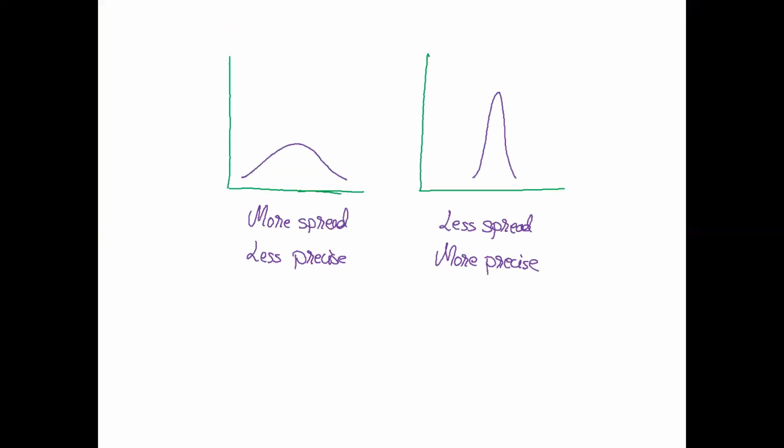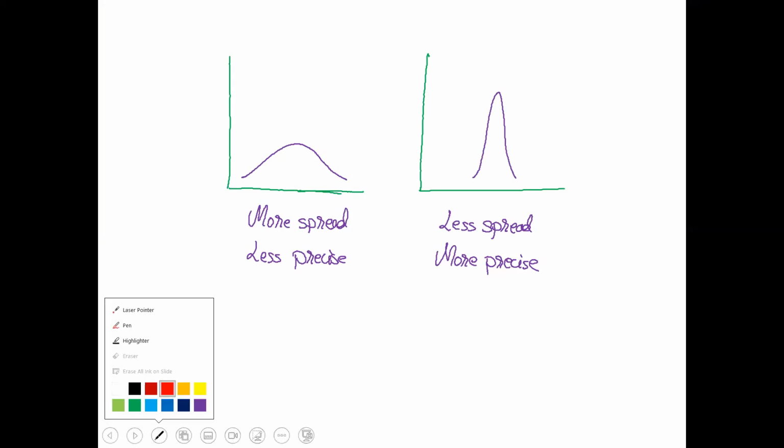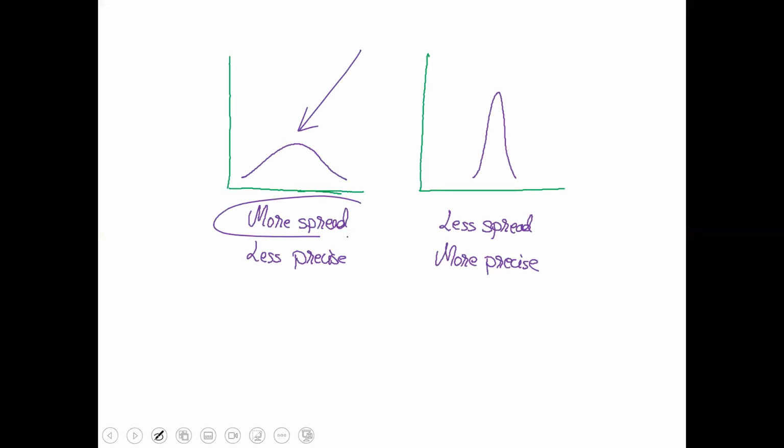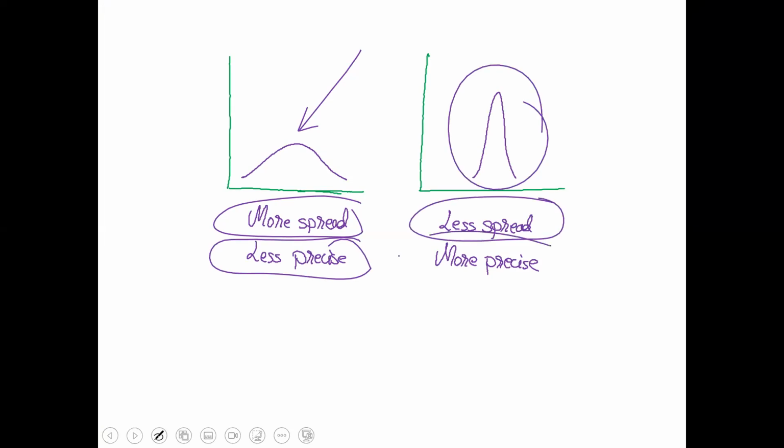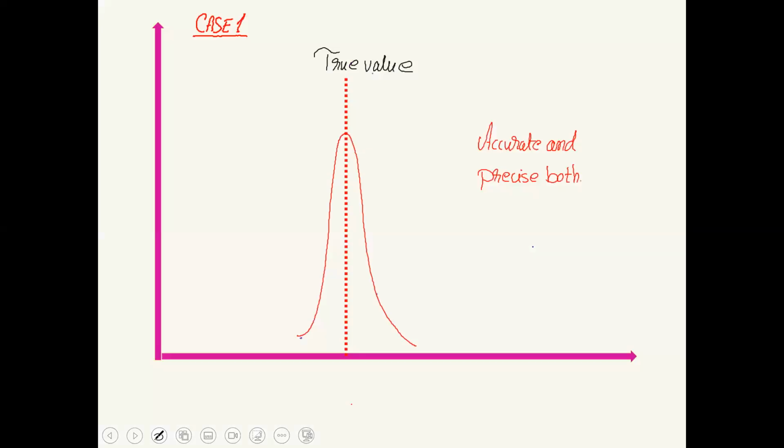Now, we normally talk about these sketches in a verbal sense. Sketches are something which is always there in our paper 1. The left side sketch means the spread is high. The graph has a bigger base. So it means more spread, less precise. And if you look at this sketch, it has less spread, more precise.